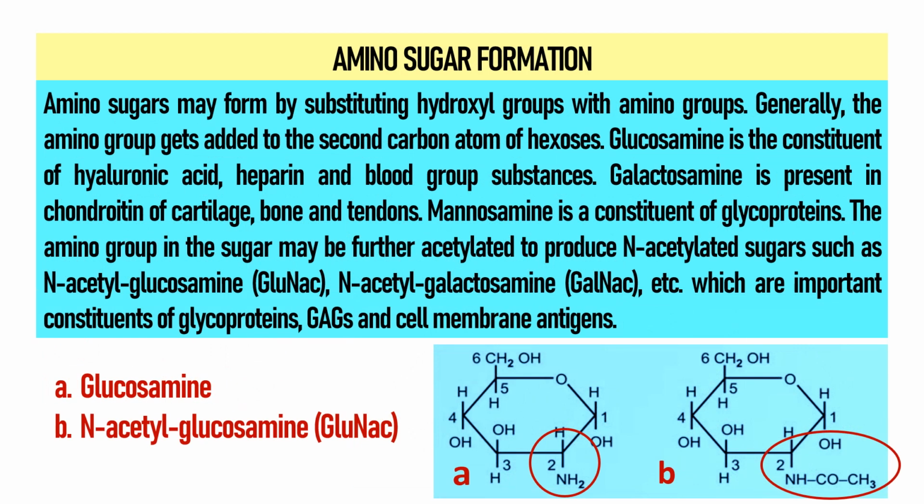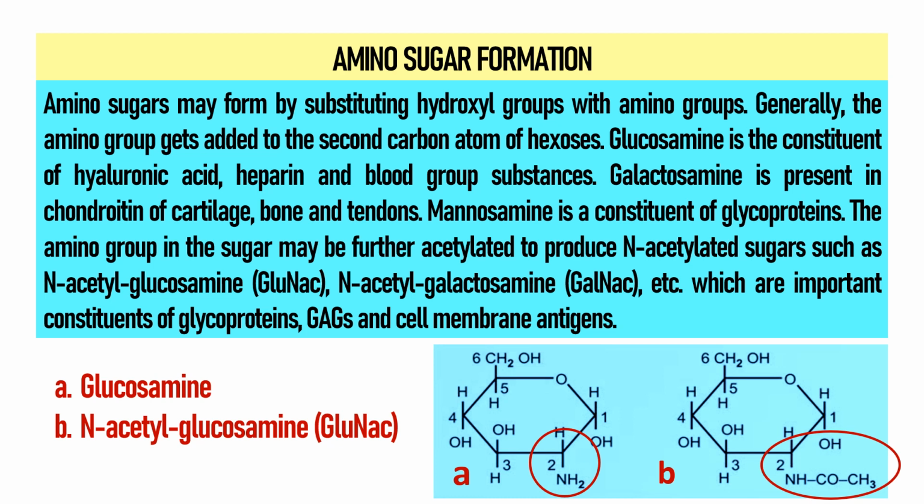Amino sugars may form by substituting hydroxyl groups with amino groups. Generally, the amino group gets added to the second carbon atom of hexoses. Glucosamine is the constituent of hyaluronic acid, heparin and blood group substances. Galactosamine is present in chondroitin of cartilage, bone and tendons. Mannosamine is a constituent of glycoproteins.